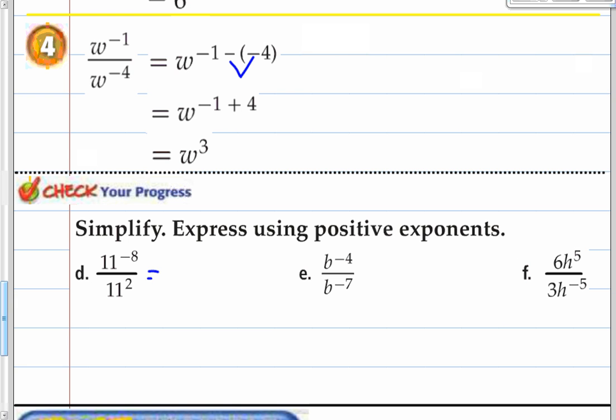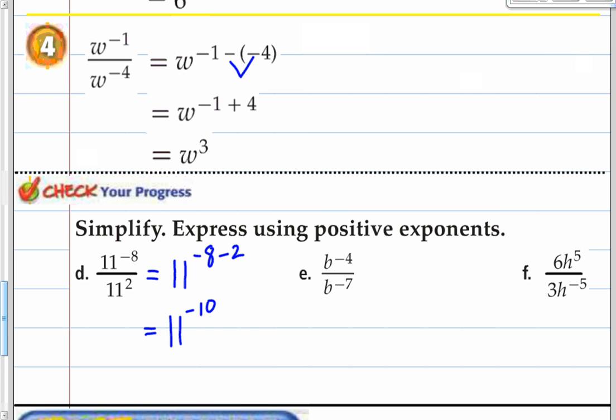Well, I noticed that the bases are the same, so I'll write it as one base, and then take negative 8 minus 2. Again, you're subtracting top minus bottom. I can do that in my head. Negative 8 minus 2 more is going to be negative 10.